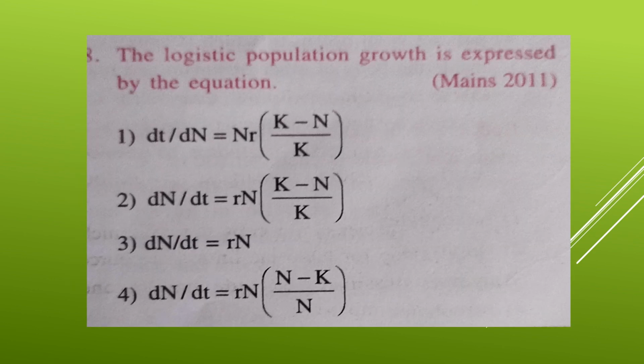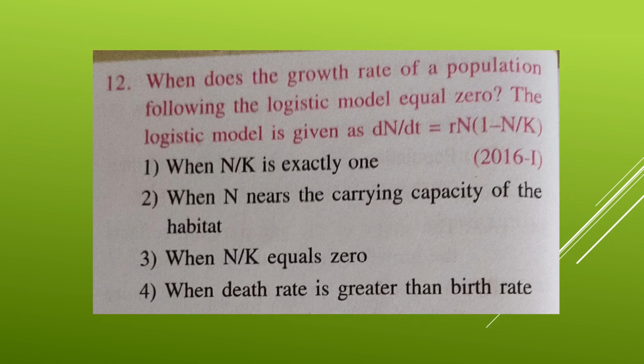And next, the logistic population growth is expressed by the equation dN by dt is equal to rN into (K minus N) by K. Here again there is an explanation regarding the logistic model. When will the growth rate of a population following the logistic growth curve be equal to 0? We know that the formula here is dN by dt is equal to rN (K minus N) by K, or simply we can write it as dN by dt is equal to rN into (1 minus N by K).